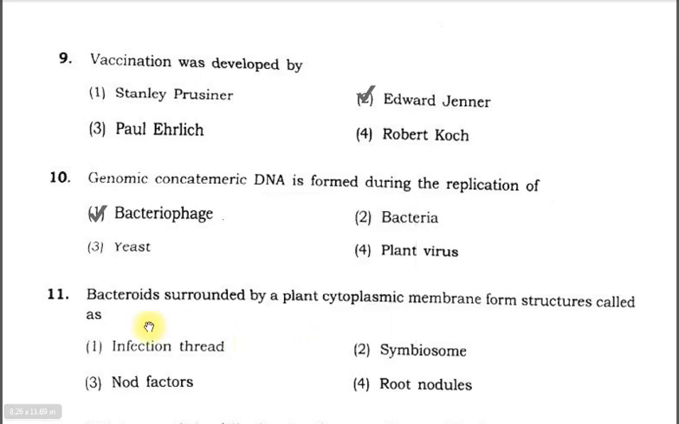Next question, number 11. Bacteroids surrounded by a plant cytoplasmic membrane form structures called: infection thread, symbiosome, nod factors, root nodules. The correct answer is option number 1, which is the infection thread. It is seen in the case of Rhizobium and other symbiotic bacteria. The nod factors are secreted by the bacteria, and the symbiotic exopolysaccharide forms structures which are called the infection thread.